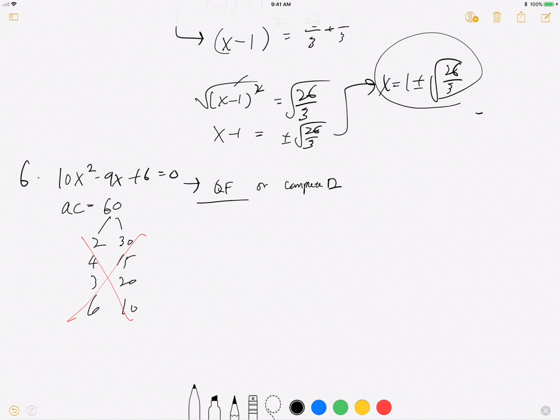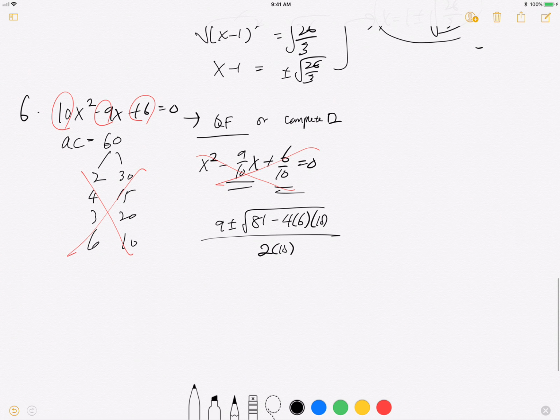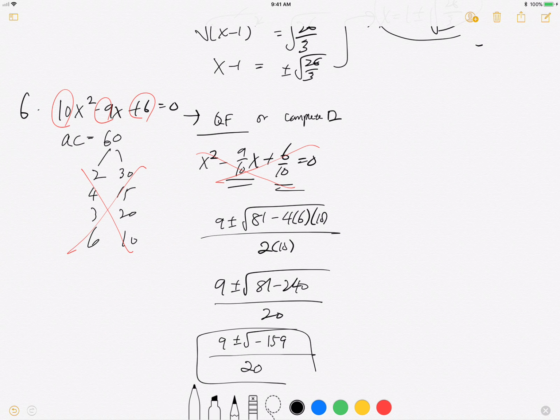Now, why am I going to use quadratic formula for this case? Well, if I divide everything by 10, I'm going to get something like this. And these are really two fractions that I really don't want to deal with. Even though these are relatively large numbers, I am still going to use my quadratic formula. So negative b plus and minus the square root of b squared minus 4 times 6 times 10, all over 2 times 10. So that's going to be 9 plus and minus the square root of 81 minus 240 over 20. So it's going to be 9 plus and minus the square root of negative 159 over 20. And that will be my final answer, x.